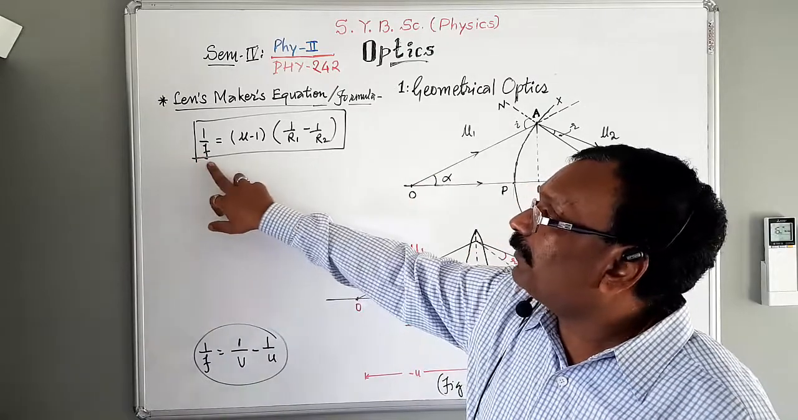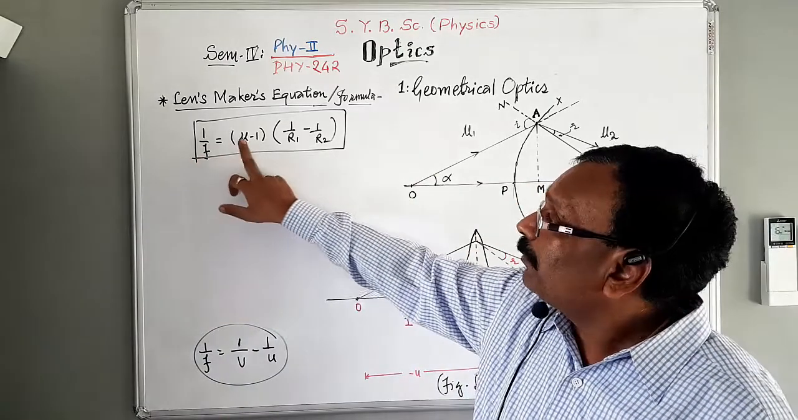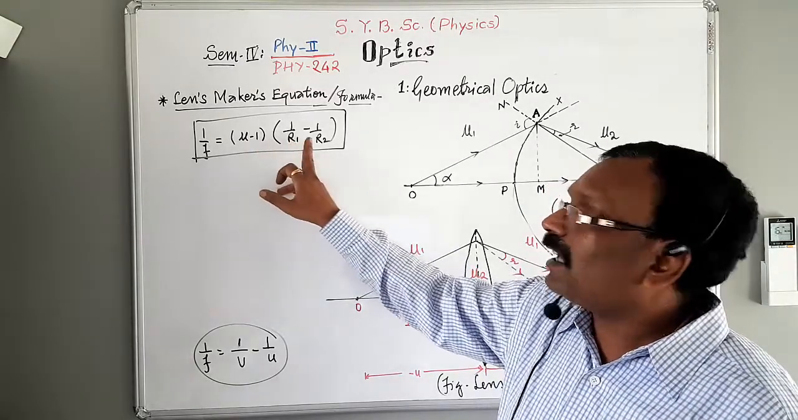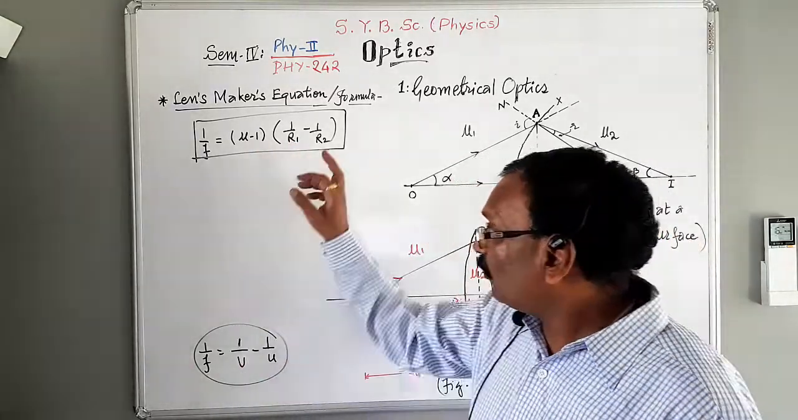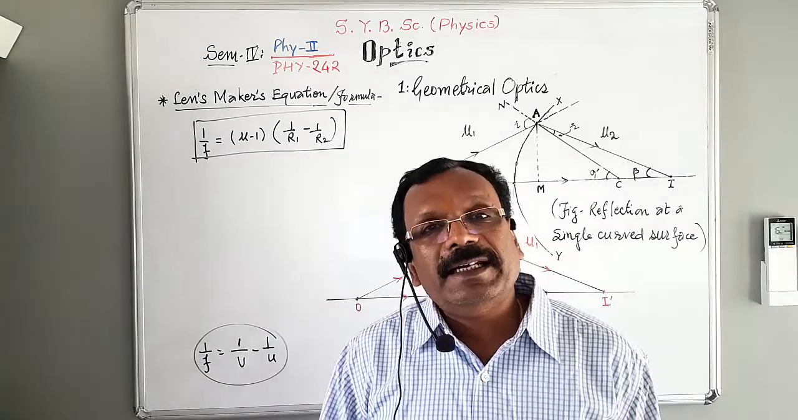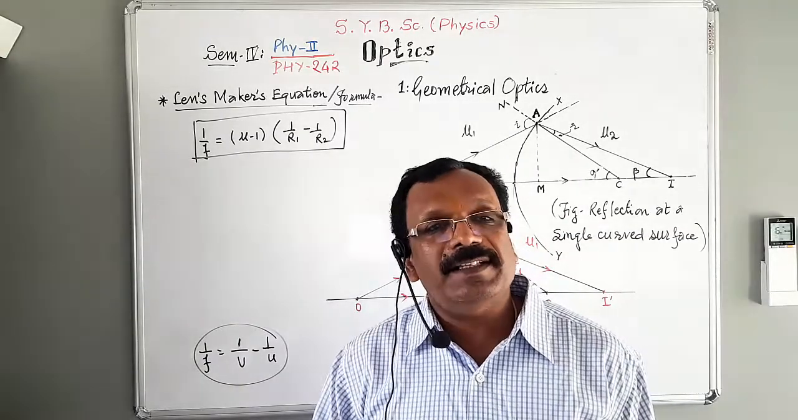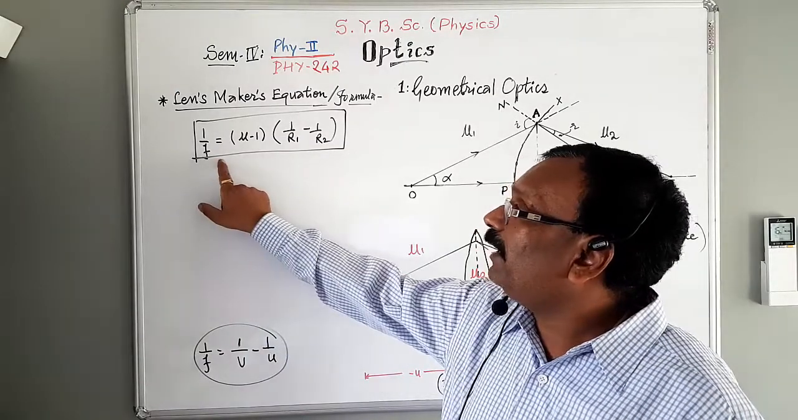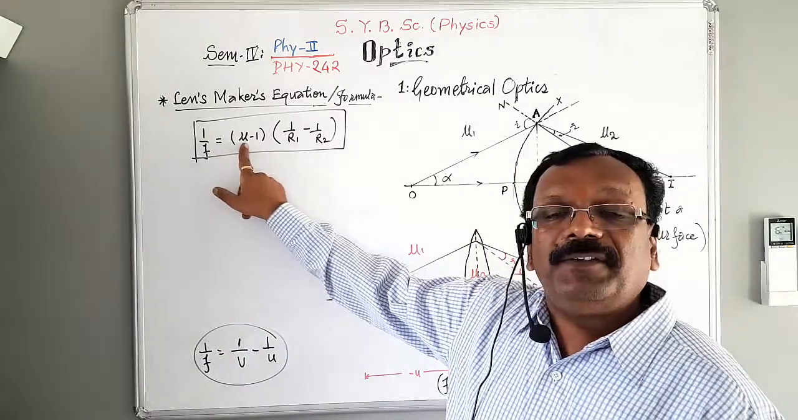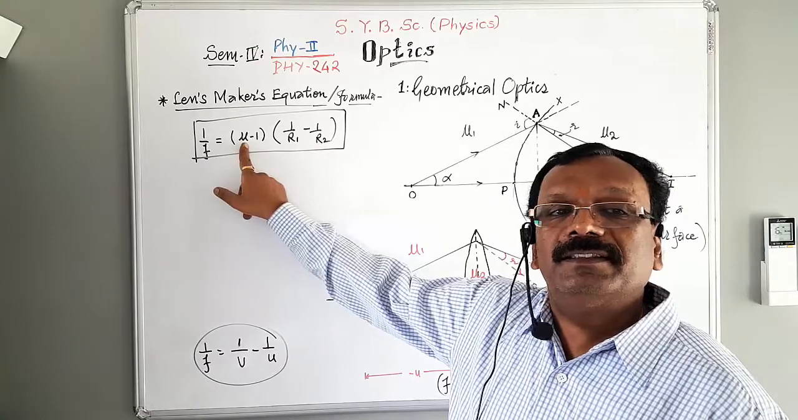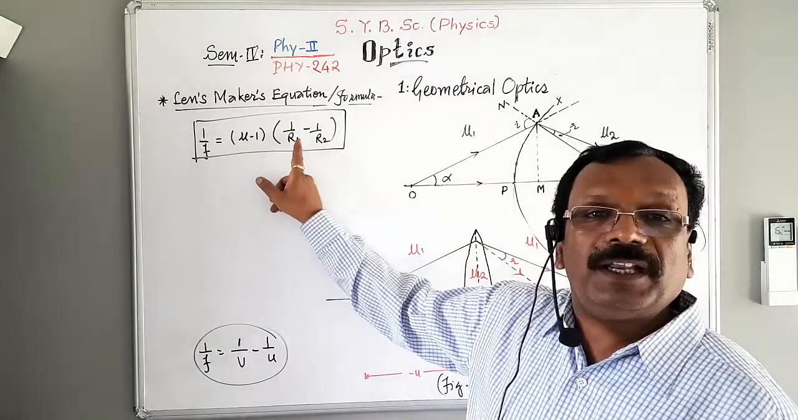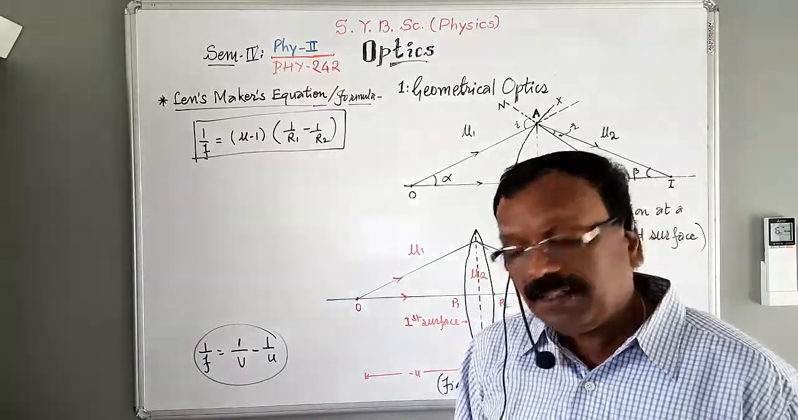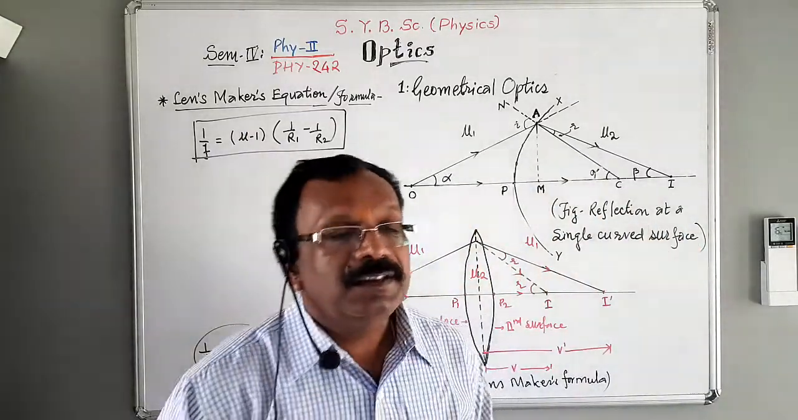If f is the focal length of the lens, mu is the refractive index of the material of the lens, R1 and R2 are the radii of curvature of the lens, then the relation between focal length, refractive index of the material of the lens and two radii of curvature is called lens maker formula. Okay, this is the main difference.